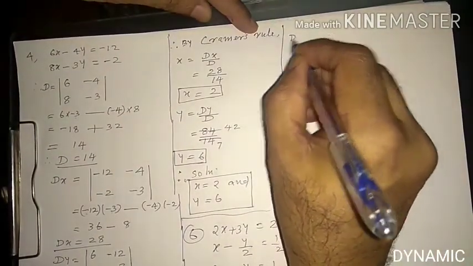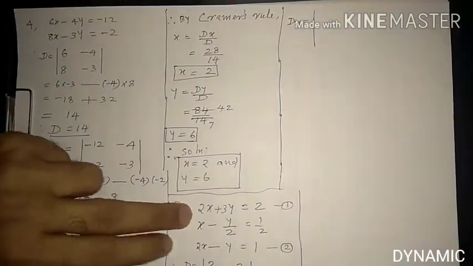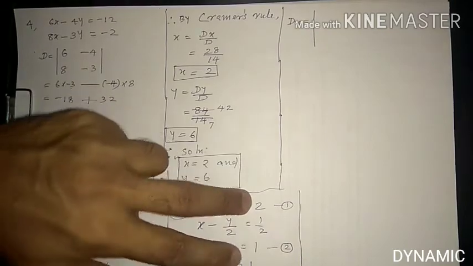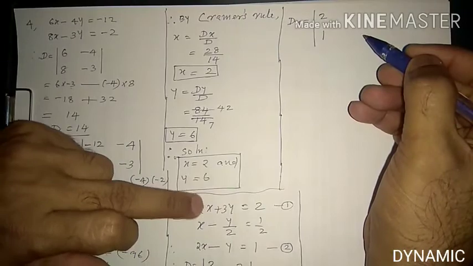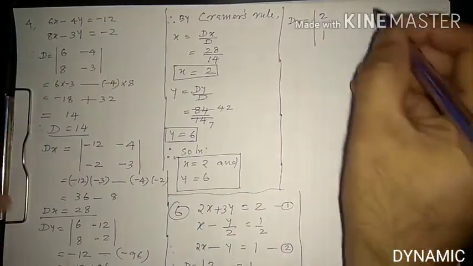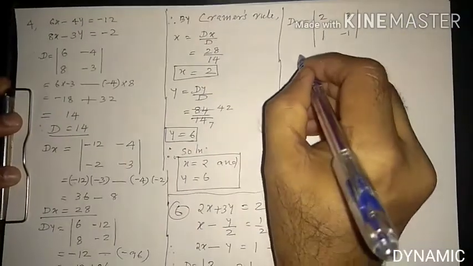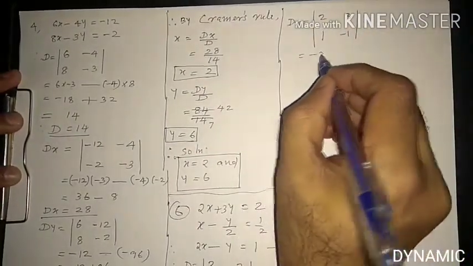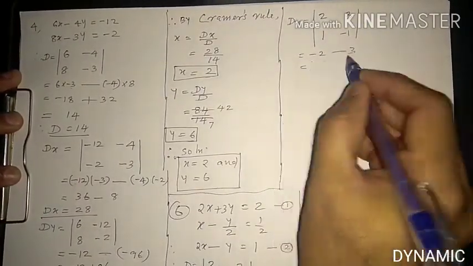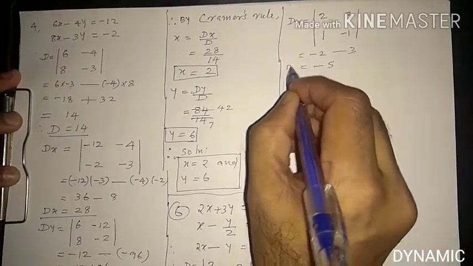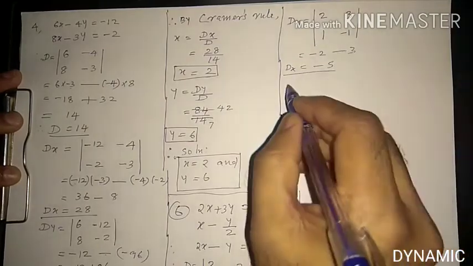Now Dx. In the place of x coefficients, we have to keep the right hand side constants 2 and 1. Y coefficients as it is, 3 and minus 1. This we expand now. 2 into minus 1, minus 2. Minus 3 into 1, 3. Minus 2 minus 3, minus 5. It is not multiplication, it is just addition. Minus 2 minus 3 more, minus 5.